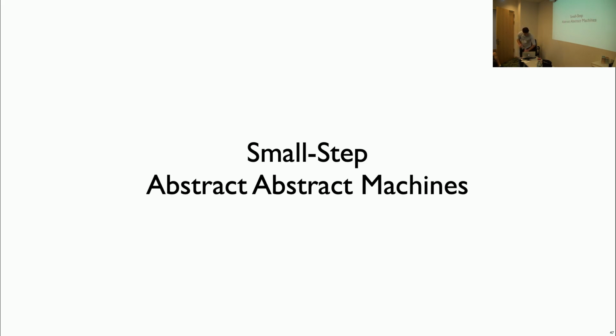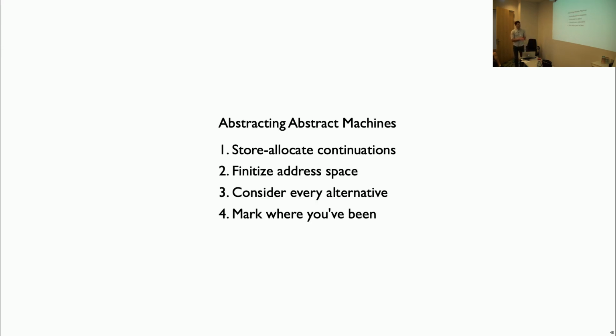So now let's talk about abstracting this abstract machine. And we're going to go through basically 4 steps. The first step is to store-allocate our continuations. Then we're going to finitize the address space. And when we finitize the address space, that means we are no longer able to get a fresh heap cell whenever we want. So when we allocate and are not allowed a fresh heap cell, we're going to store multiple values in the same heap cell.